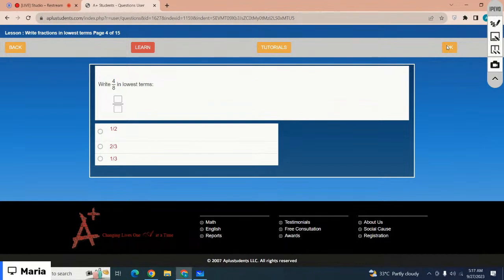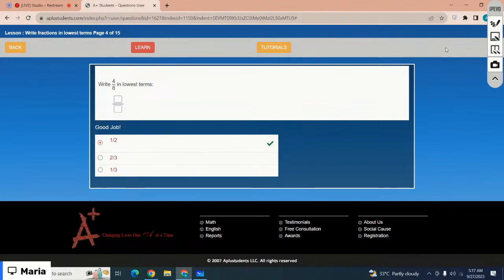Write 4 by 8 in lowest terms. So which is the correct option? That would be 1 over 2, right?